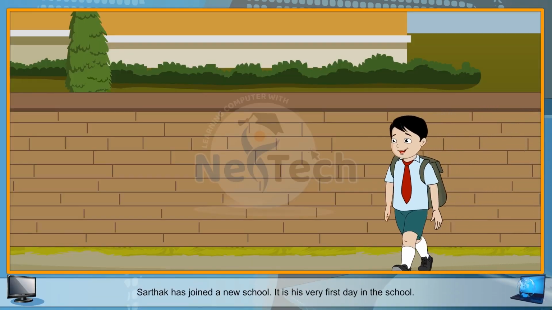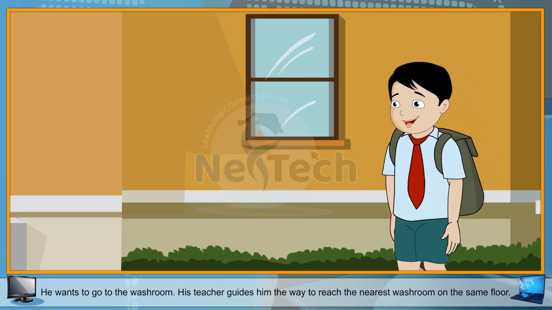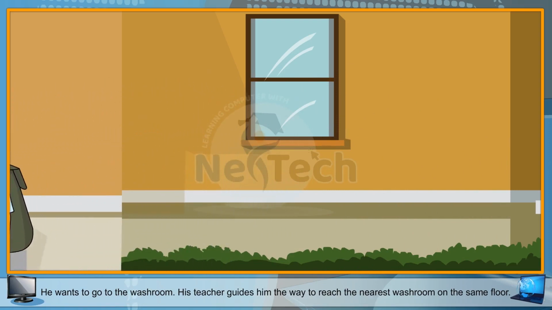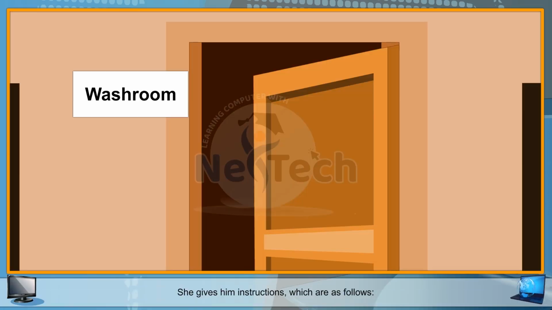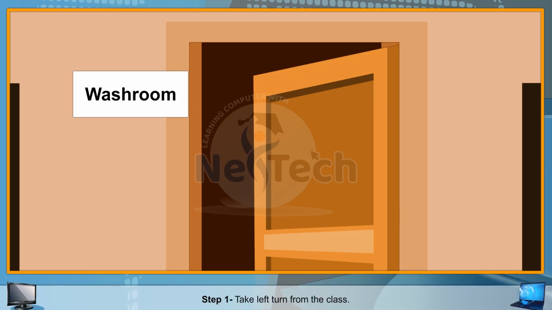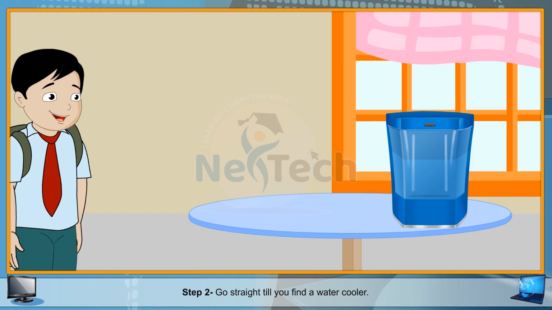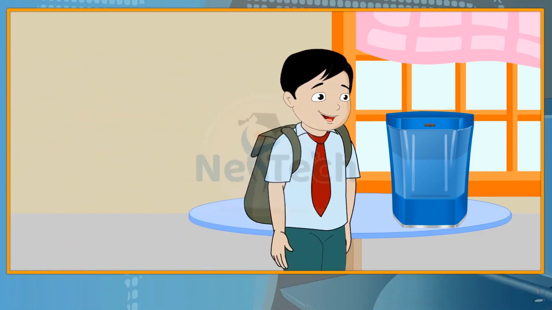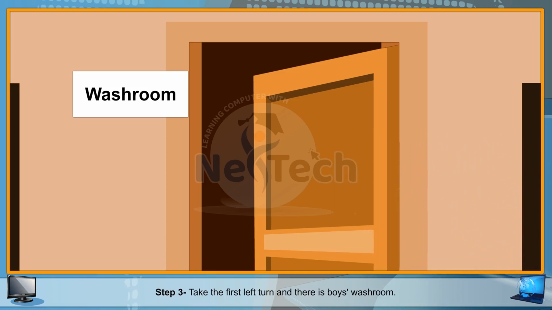Let us consider the following example to understand the concept of step-by-step programming. Sarthak has joined a new school. It is his very first day in the school. He wants to go to the washroom. His teacher guides him the way to reach the nearest washroom on the same floor. She gives him instructions which are as follows. Step 1. Take left turn from the class. Step 2. Go straight till you find a water cooler. Step 3. Take the first left turn and there is boys' washroom.